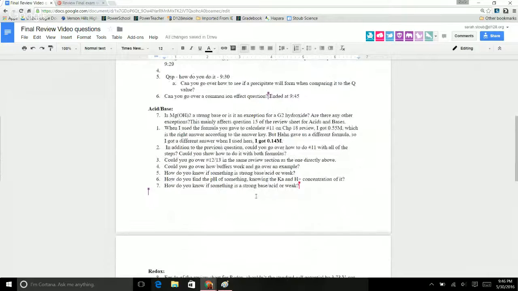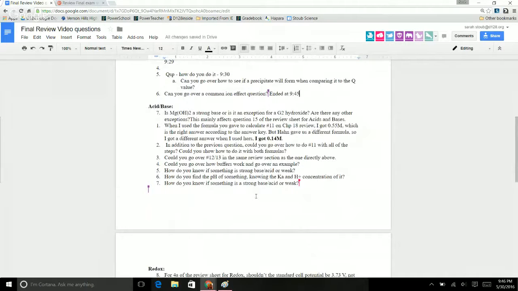Okay, acid base. Is Mg(OH)2 a strong base, or is it an exception for the group 2 hydroxides? Strong and weak bases. I wish I had my periodic table with me. There we go. You have a strong base when you have anything from the first or second group that is hooked up to an OH. The only exception for that is beryllium. So magnesium hydroxide is a strong base.